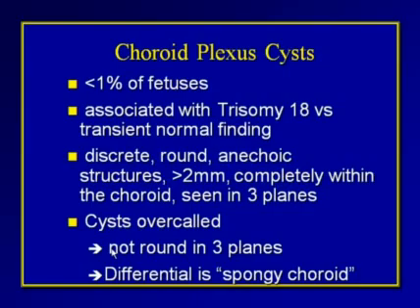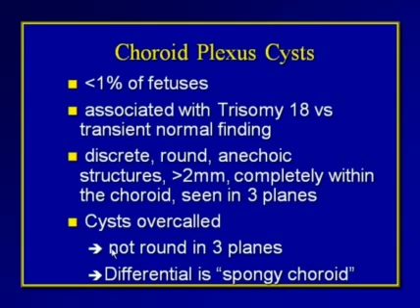A few words about choroid plexus cysts. These occur in less than 1% of fetuses and are associated with trisomy 18, but as we know, choroid plexus cysts are often a transient normal finding. And when we see a choroid plexus cyst, it probably is more often normal statistically than associated with trisomy 18. Choroid plexus cysts are discrete, round, anechoic structures. They should measure over 2 millimeters, and they should be completely within the choroid.